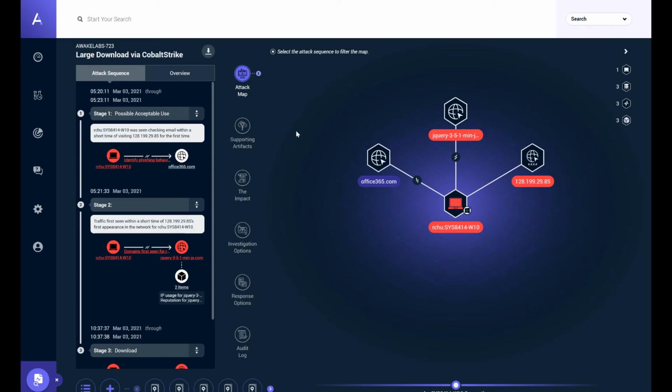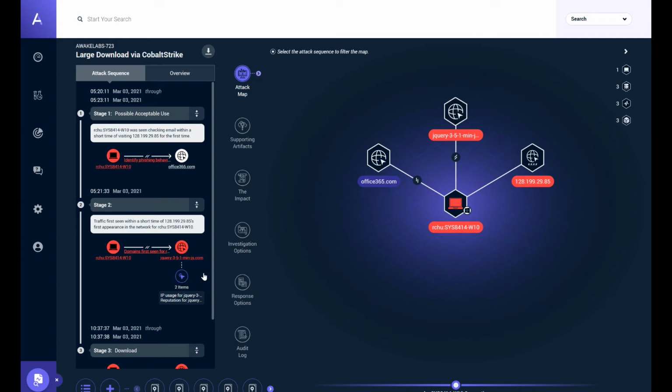And so in the investigation, what was found was that this system looks like it may have been phishing related, because the system was not doing web surfing. It was only interacting with email at the time, and immediately after that, the system interacts with this domain, jQuery351minjs.com.